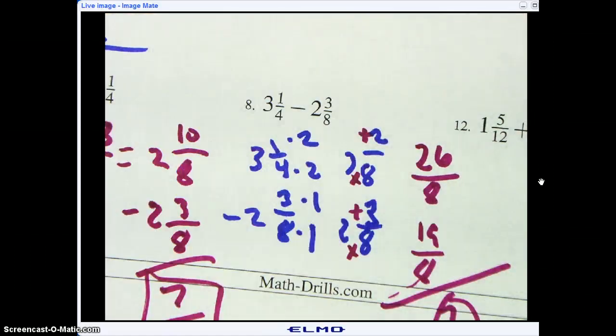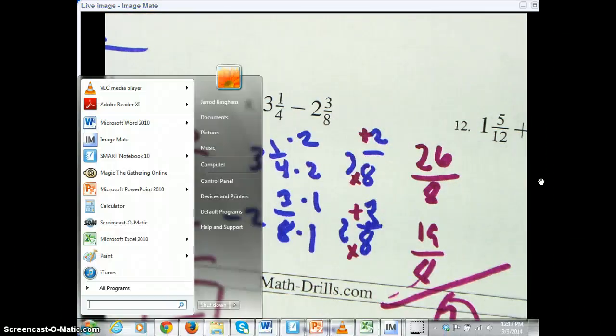If I can get this done, give me 1 second to finish this one up.